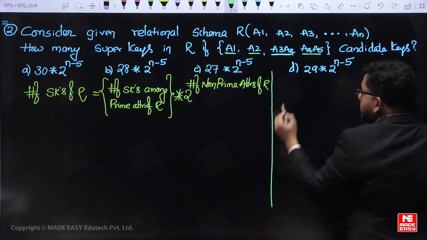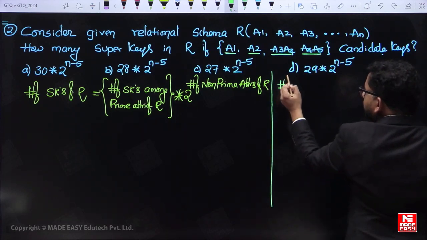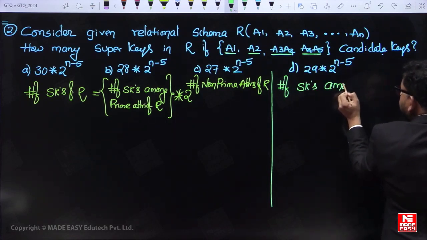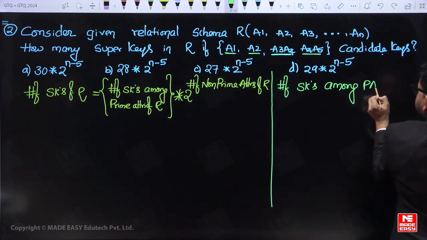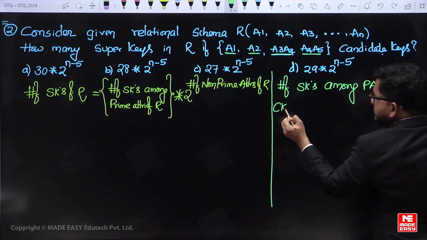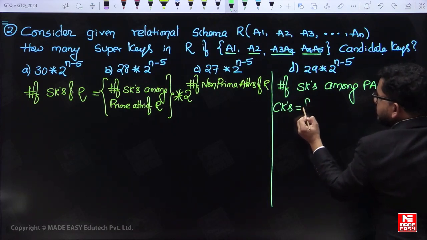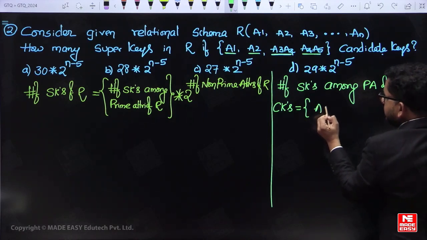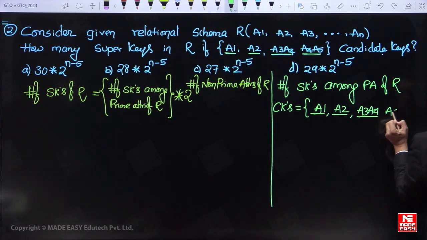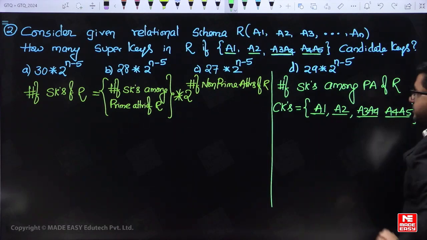So the number of super keys among prime attributes of relation R. These are the candidate keys given, minimal super keys, or we can say candidate keys. A1 is one candidate key, A2 is one candidate key, A3, A4 is one other candidate key, and A4, A5 is the other candidate key. Total 4 candidate keys which involve 5 attributes.